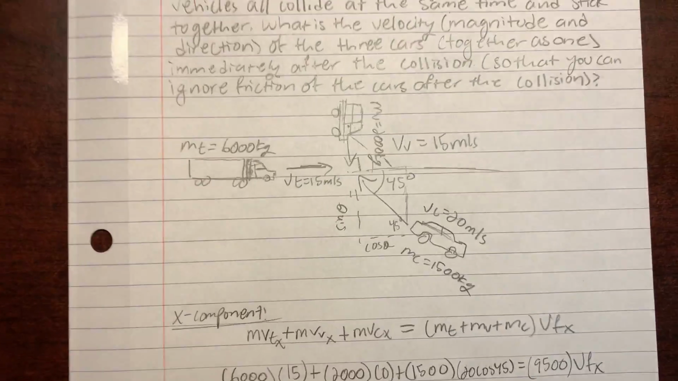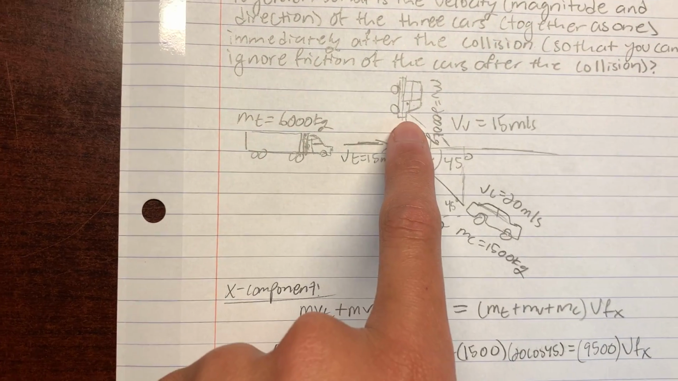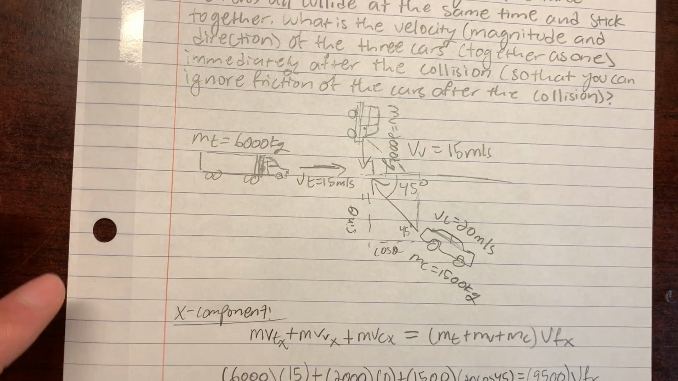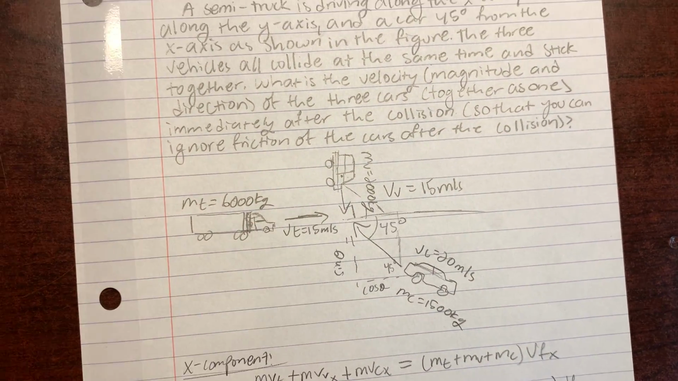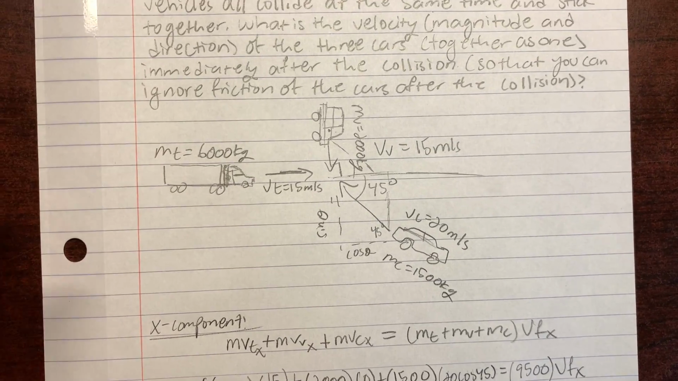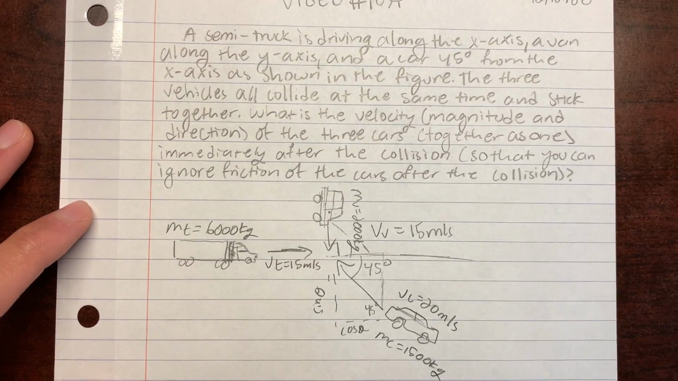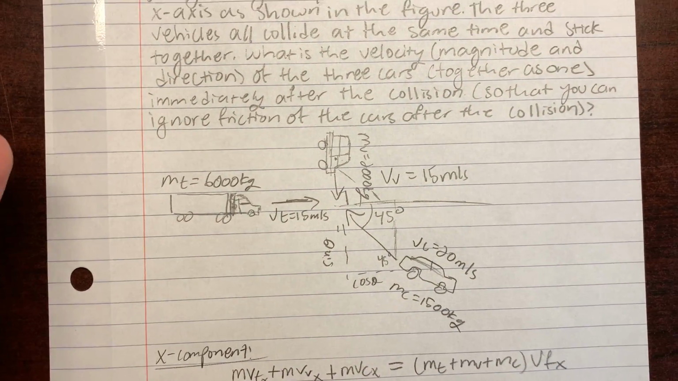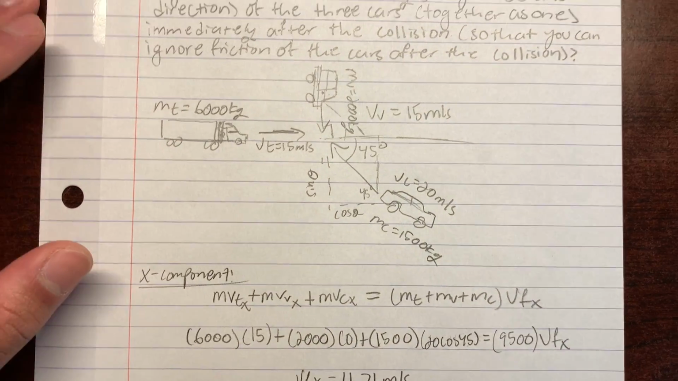Okay, so we pretty much have this diagram of three vehicles, a truck, a van, and a car colliding at this point. And immediately after the collision, they all stick together. So I'm assuming this collision is inelastic. And so we want to find the velocity, the magnitude and direction of the velocity. Okay, so we can find the magnitude first.